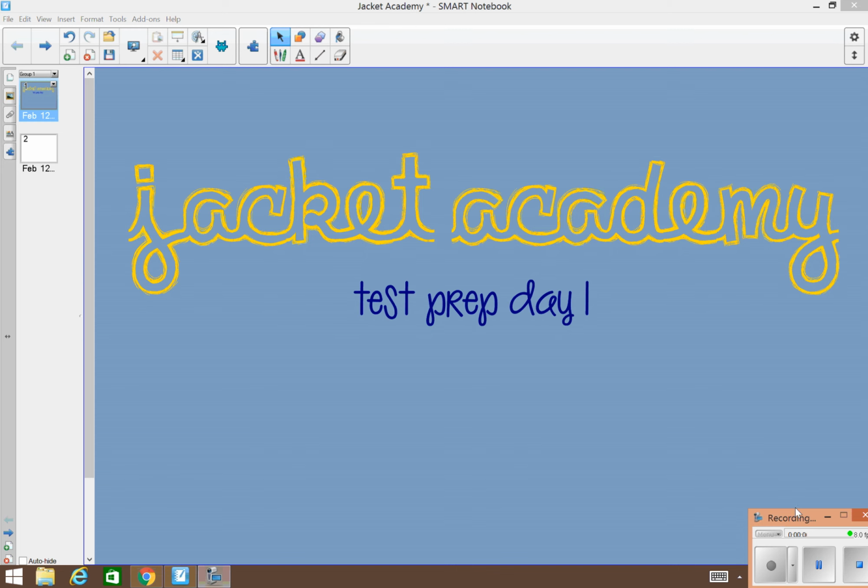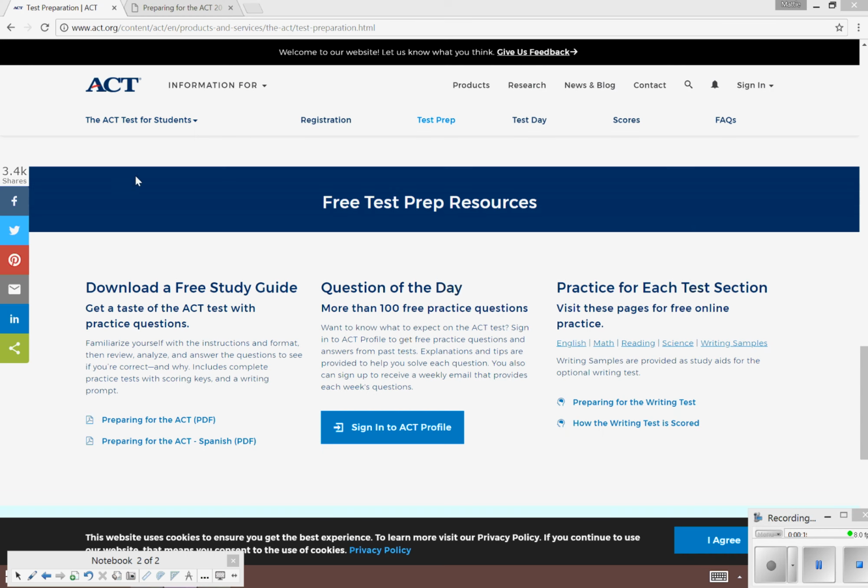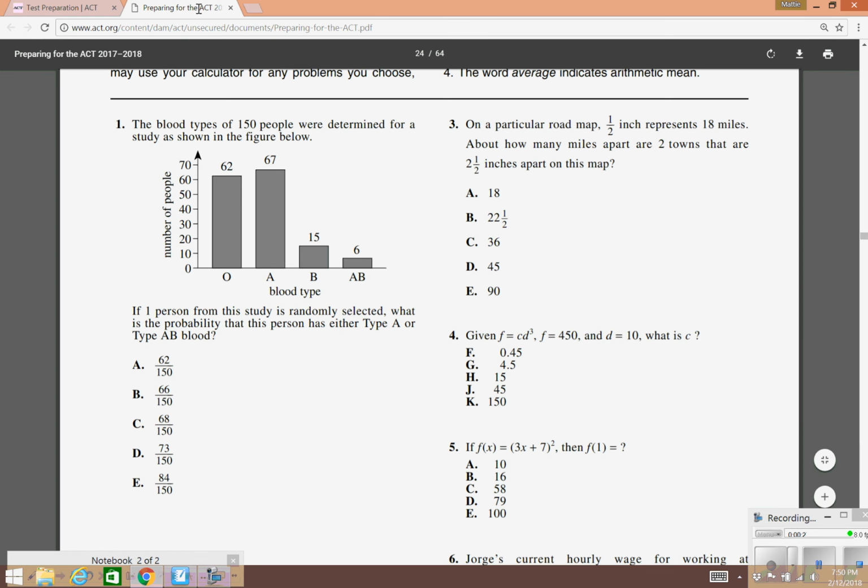We're going to be using your ACT Prep workbook that you should have a copy of, but if for some reason you ever lose it or can't find it, I want to show you where to find it online. On the ACT.org website, we have free test prep resources, and underneath that you see Preparing for the ACT. It's a PDF document. When you click on that, it's going to open up the PDF version of the workbook that you should have been given a copy of.